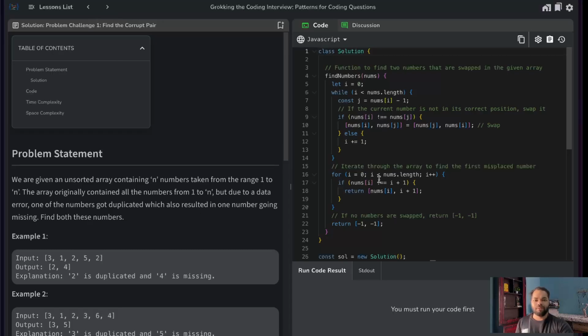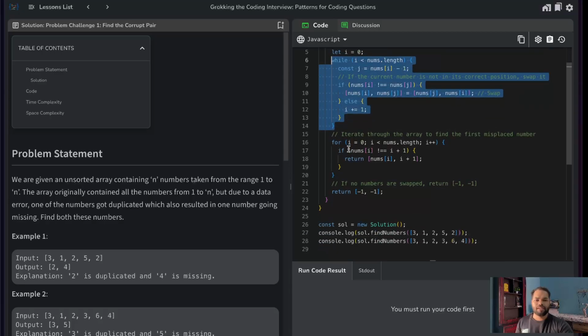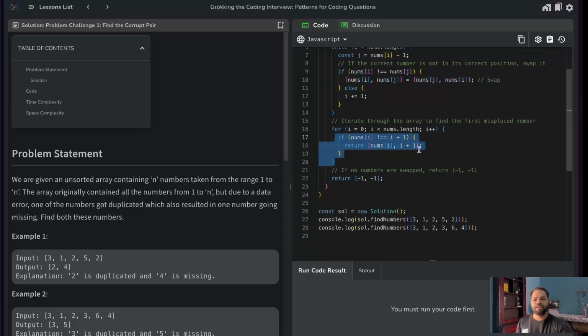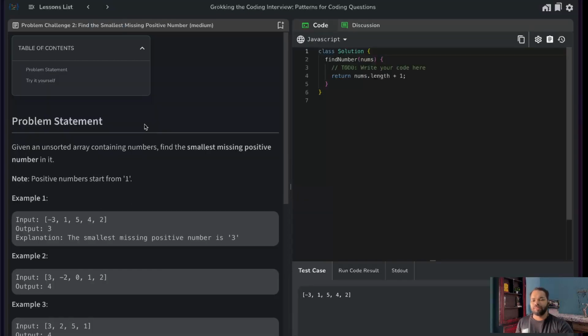Let's look at how they are doing it. So same thing, they are just replacing the values with their index and then looking into it and returning the nums. Yeah, exactly the same.